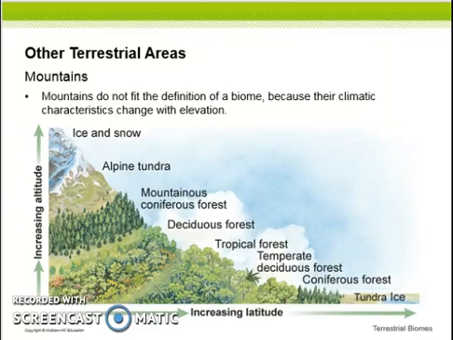Mountains do not fit the definition of a biome because their climatic characteristics change with elevation. For example, at the very top of a mountain, you will have ice and snow and freezing temperatures, and it will go all the way down to where we have a tundra with ice, coniferous forest, tropical rainforest where it's hot. You have all of these mixed into one location. So because of its elevation, okay, it's increasing at altitude, it will change what the biome should be.